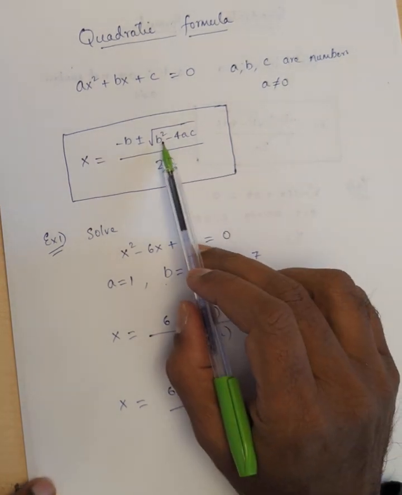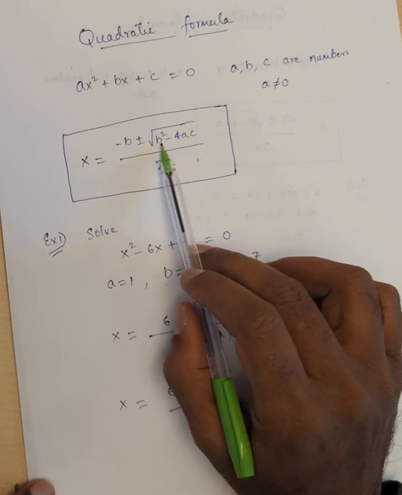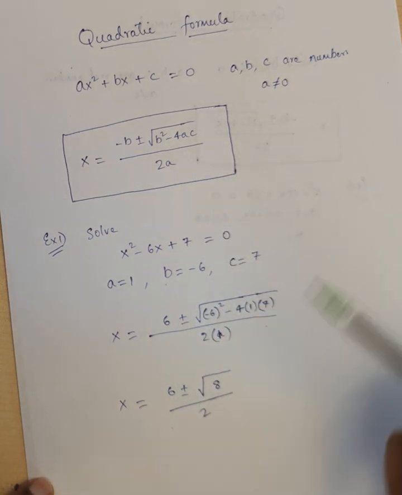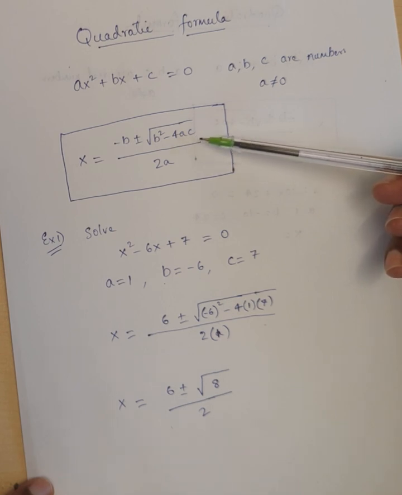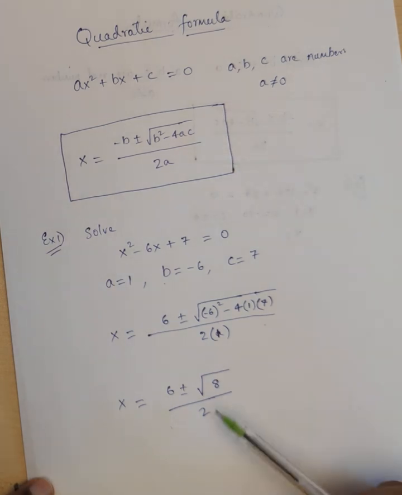Now this quantity b squared minus 4ac, you want to evaluate all at once. This is an important quantity. It actually has a name. It's called the discriminant. And we will have a video completely dedicated to the discriminant. The discriminant will tell us the nature of the roots. So we'll talk about that later on. So far I have this.